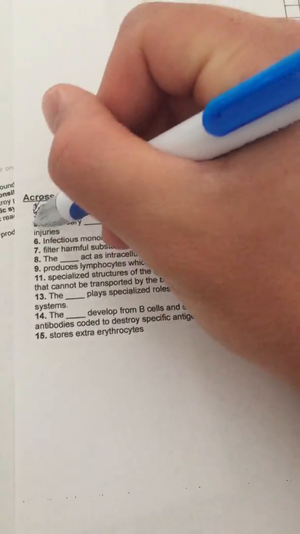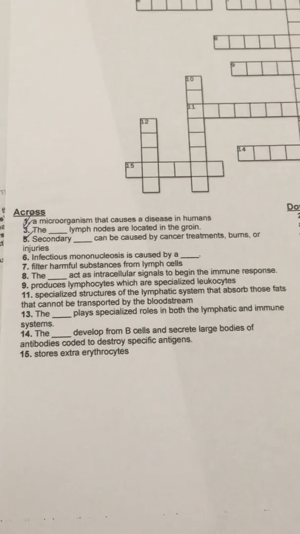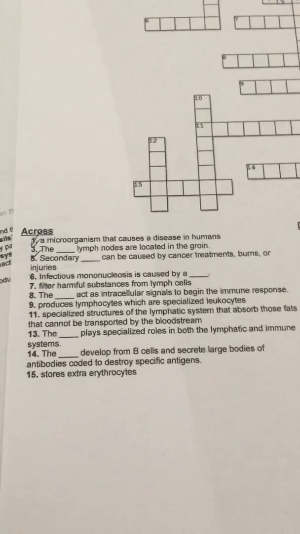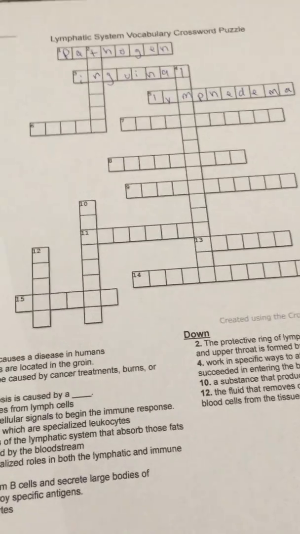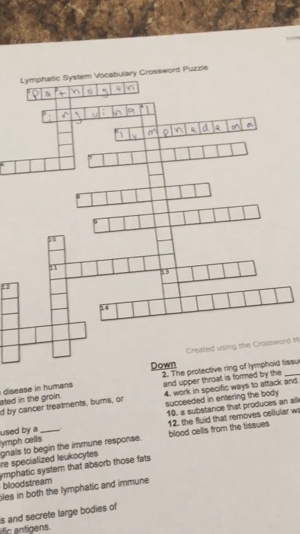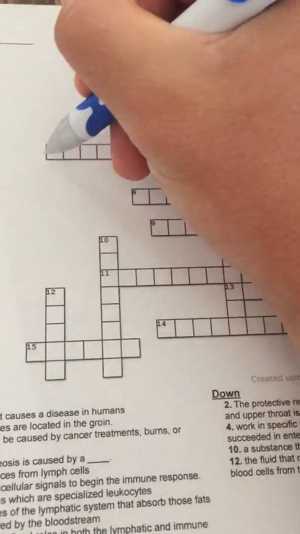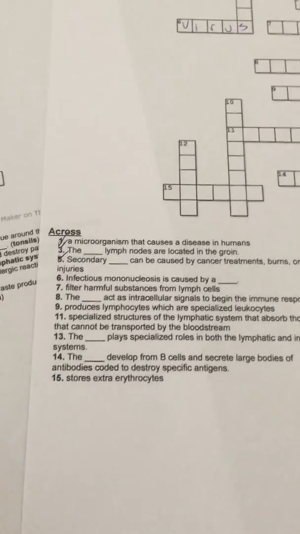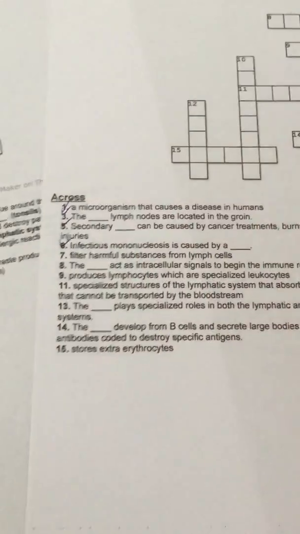Okay, our next clue. I'm just going to check these off so we know we completed them. Our next clue is infectious mononucleosis is caused by a blank. So we're going to find 6 across, which should be right there, and the answer is virus. We're going to check that off.